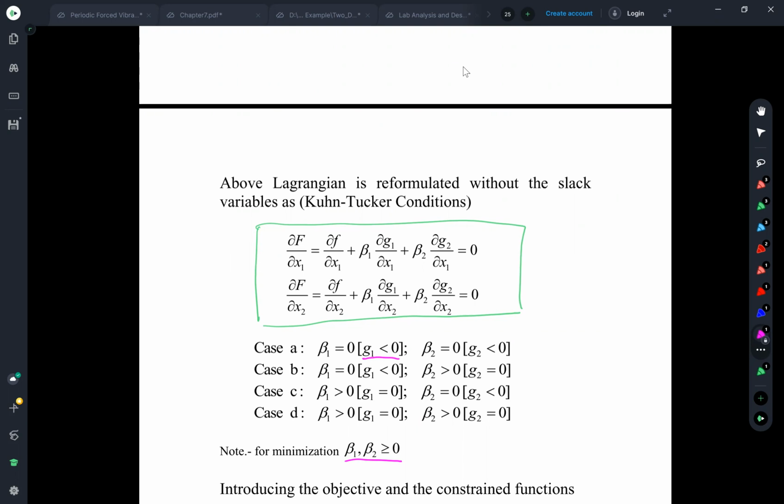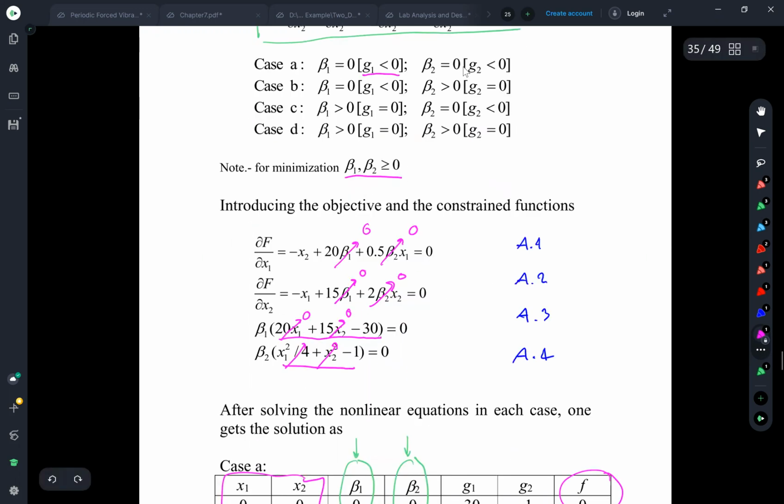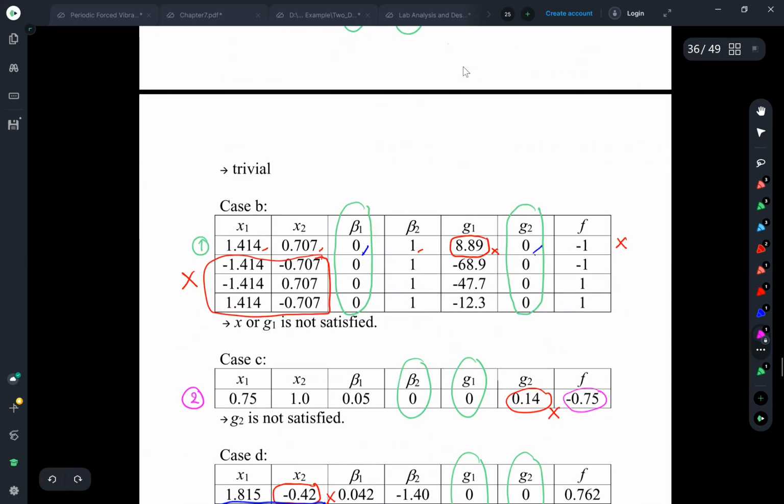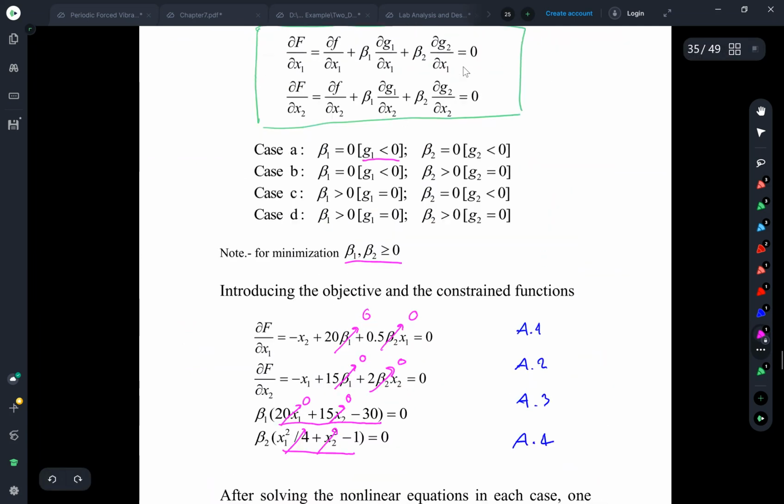And it looks like beta 1 and beta 2 can be zero, can be a positive number, can be a negative number, right? In terms of mathematics, it can be any real number. However, let me go back to the curve.